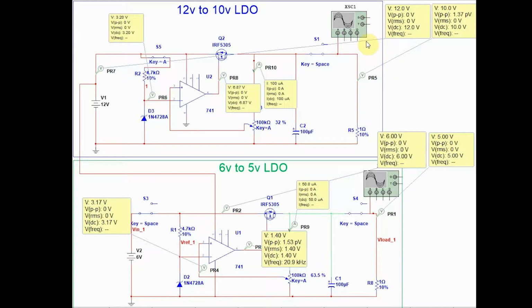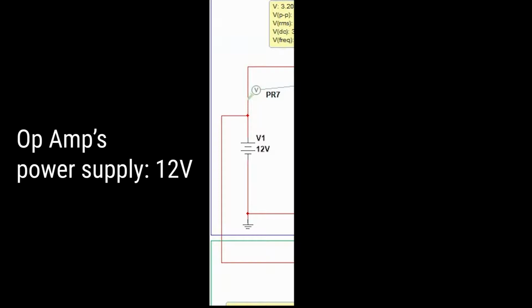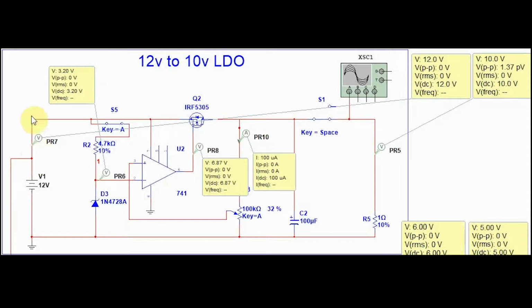So our circuit is split up into two main portions. The top portion is our 12 to 10 volts LDO, and our bottom portion is 6 to 5 volts LDO. The one thing to note for these two LDOs is that we have designed it such that both op-amp amplifiers are taking the 12 volt operation as a supply voltage.